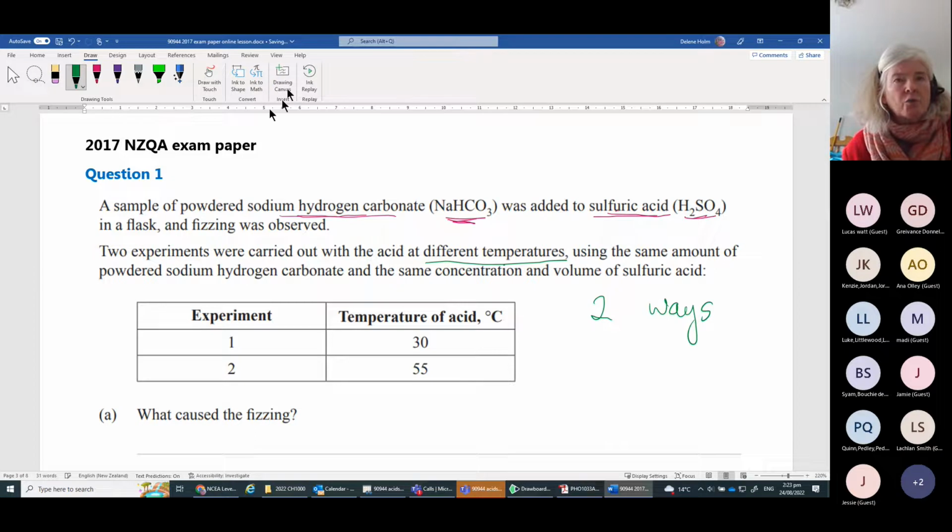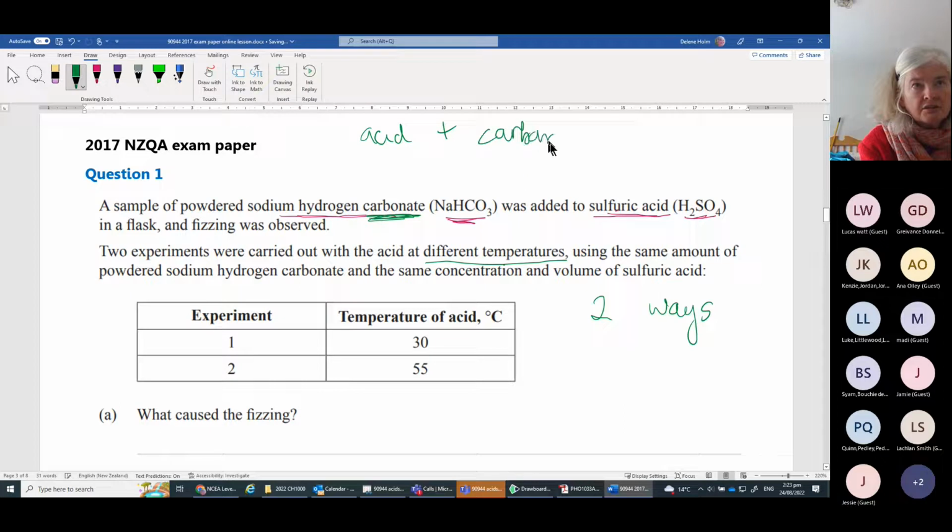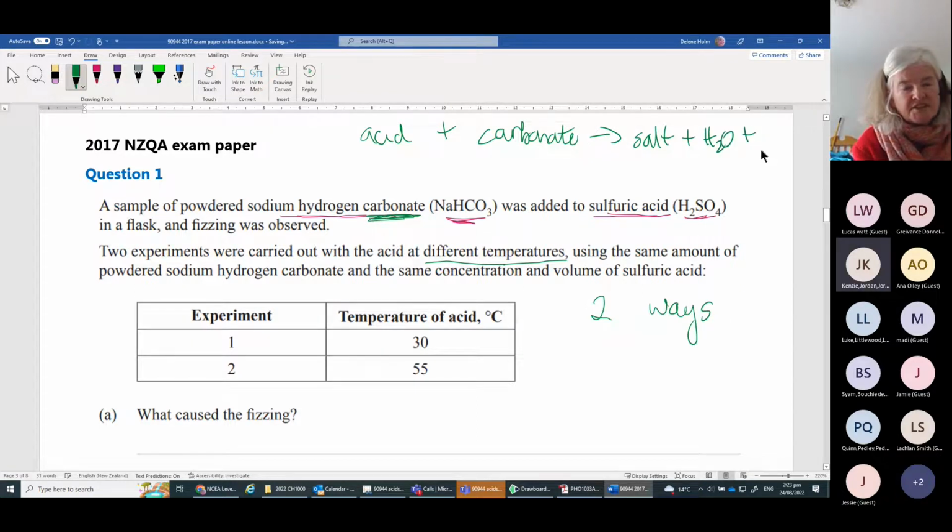So first of all, you've got to say what causes the fizzing. So although this is a rates of reaction question, they are bringing in some acids and bases. So hopefully you saw the word carbonate, and the general equation is acid plus carbonate gives salt plus water. Sorry, I'm just, you would write this out. Kenzie, did you want to say something? Yes. And carbon dioxide, because there's a carbon and oxygen.